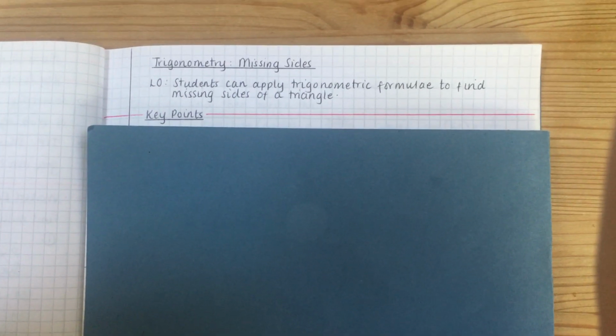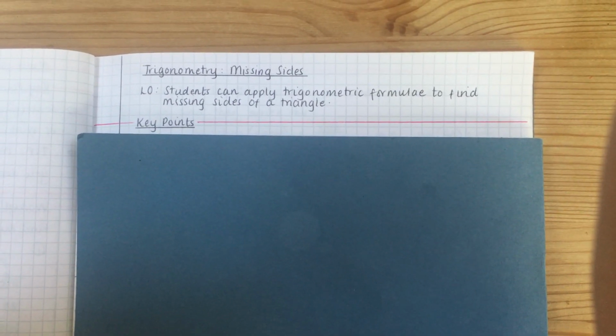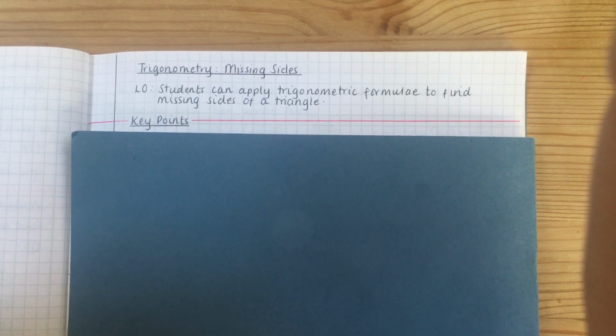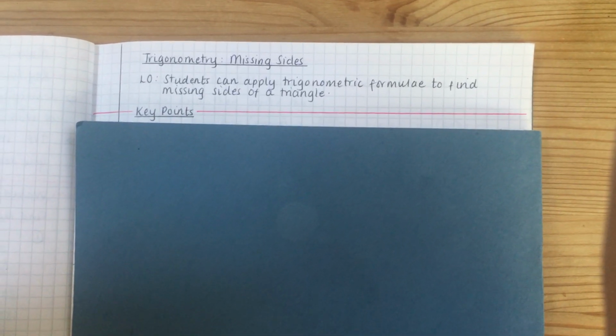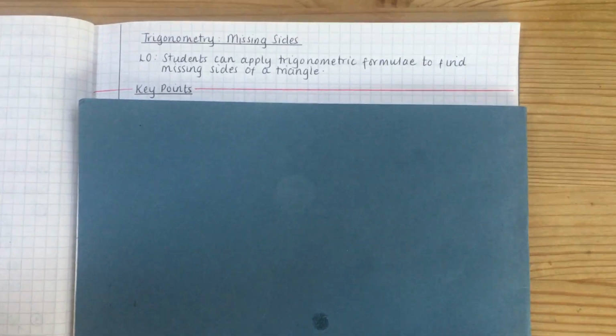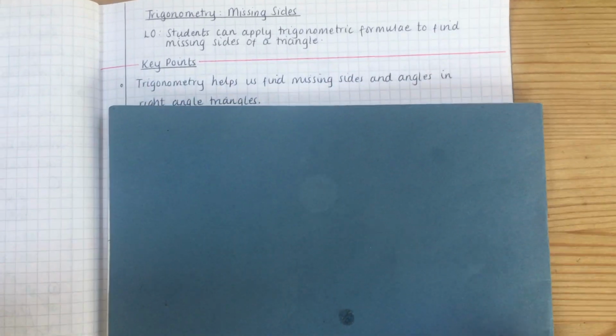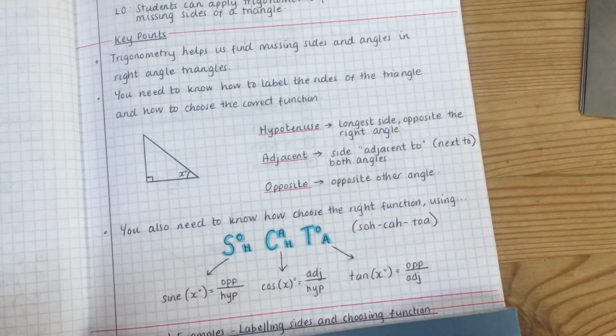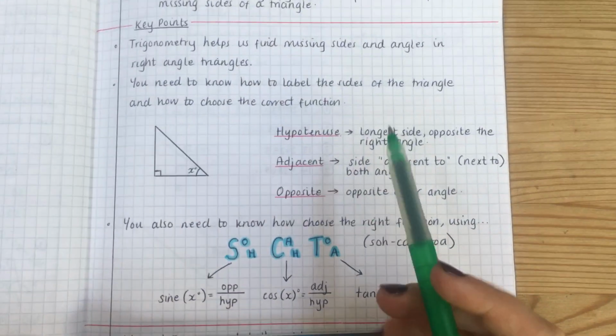Hi everyone, in this lesson we're going to start looking at trigonometry and the basics of trigonometry, starting from the very beginning. So at the very beginning, what you need to know is mainly stuff to do with labelling the sides and choosing the function. So make sure we've got these key points written down. Firstly, we'll talk through them.